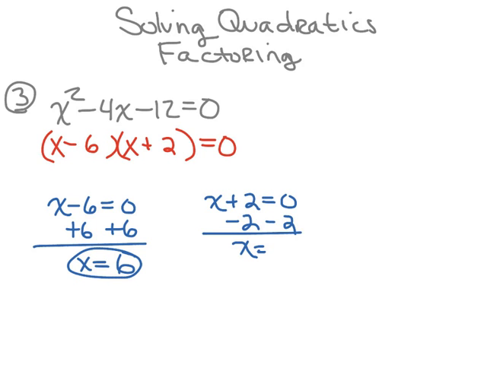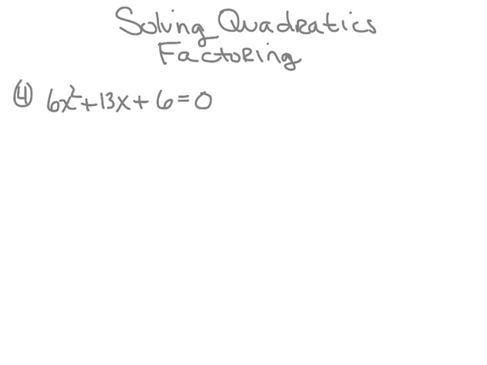And 0 minus 2 is a negative 2. Therefore, my two solutions to this quadratic are 6 and negative 2. Alright, example number 4. We've got the quadratic 6x squared plus 13x plus 6 is equal to 0.